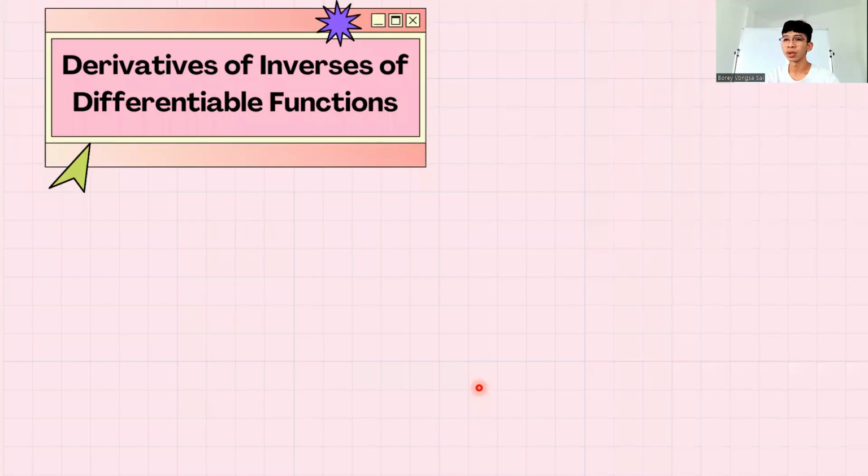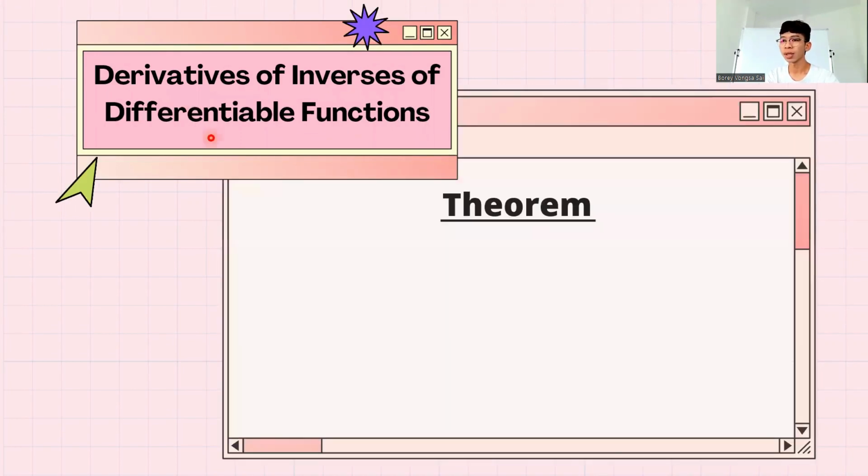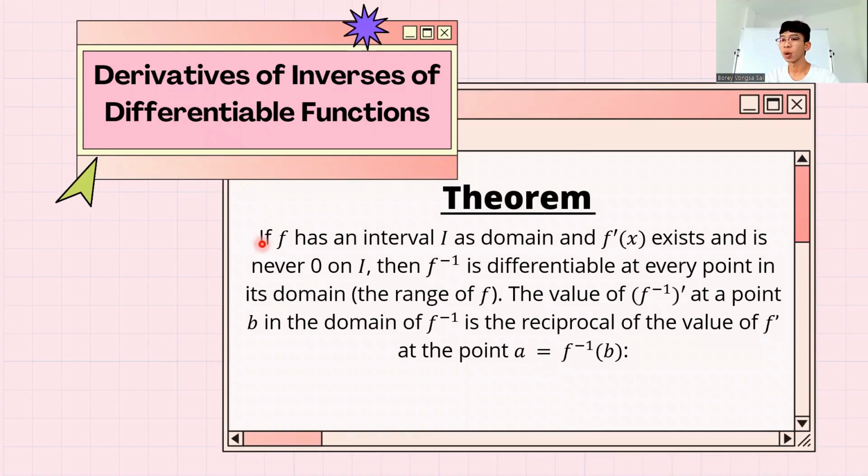Now let's continue to the derivatives of inverses of differentiable functions. Here we have a theorem that says if f has an interval I as domain and its derivative f prime of x exists and is never 0 on I, then the inverse function of f is differentiable at every point in its domain, the range of f. The value of the derivative of the inverse function of f at a point b in the domain of the inverse function is the reciprocal of the value of the derivative of f at the point a equal to the inverse function of b.